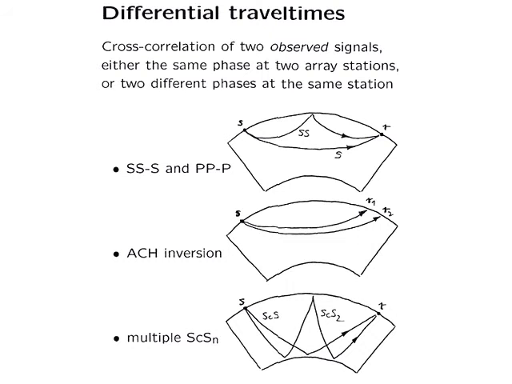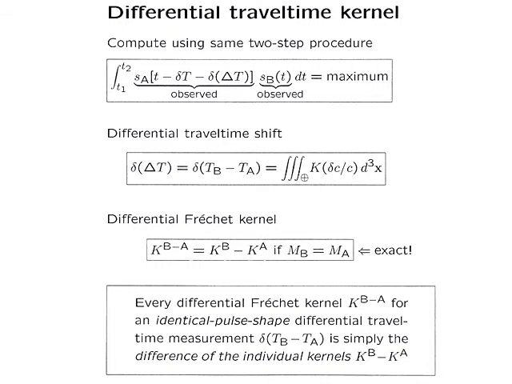Another kind of measurement that's very commonly made and used in a lot of tomography are what are called differential travel times, where you measure not the absolute travel time of a wave with respect to some synthetic, but the differential time between two different phases. Here are a number of different geometries where people like to do that. This would be, for example, the kind of thing you could do if you had USArray. And we can also compute what the kernels look like for these differential time measurements.